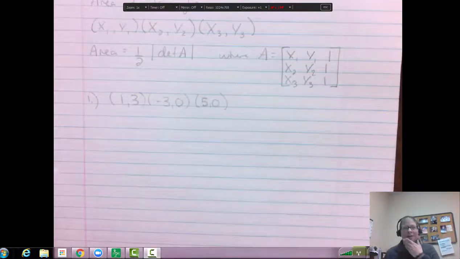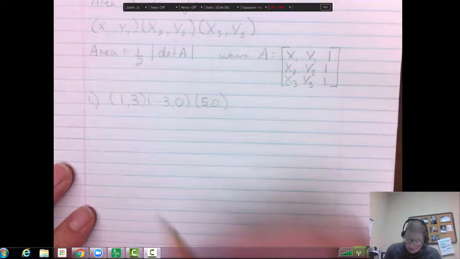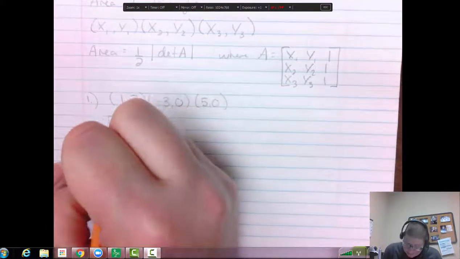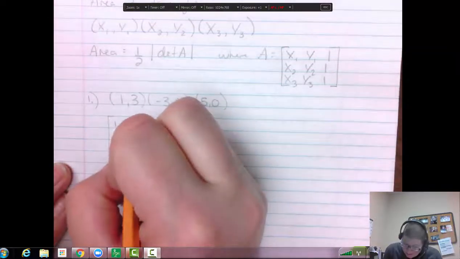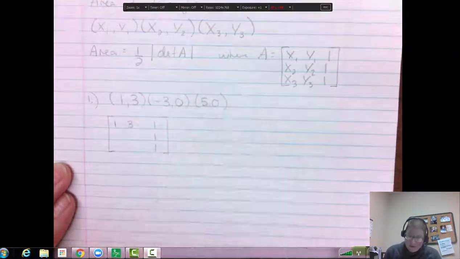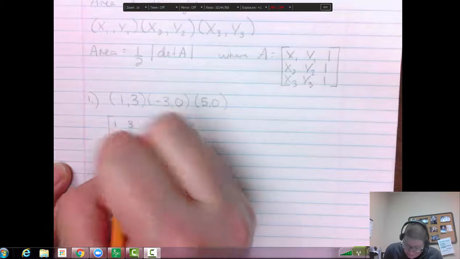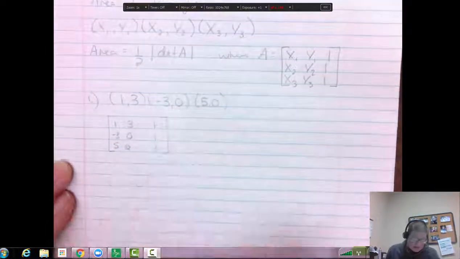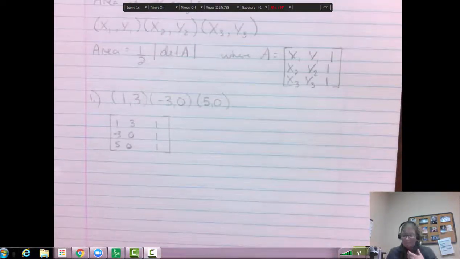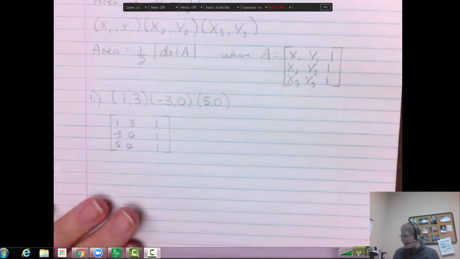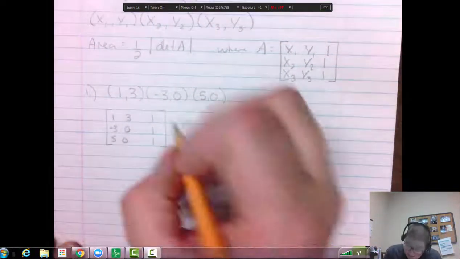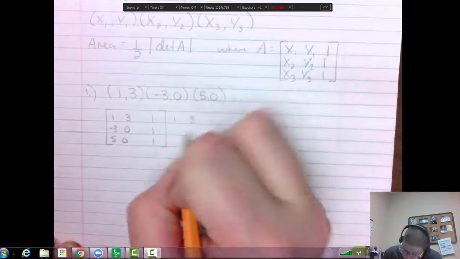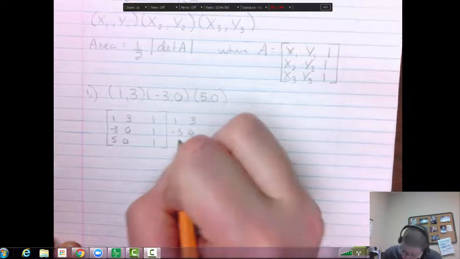So it's kind of going to be what your directions say. Well, let's make the matrix. We would go x, y, so 1, 3, and then we know the last row is all ones, and then -3, 0, and then 5, 0. So there's our matrix. We could do this the long way and find our determinant, and I'm going to go ahead and do it the long way.